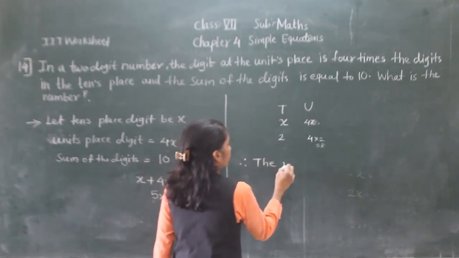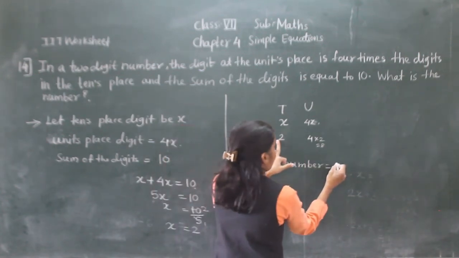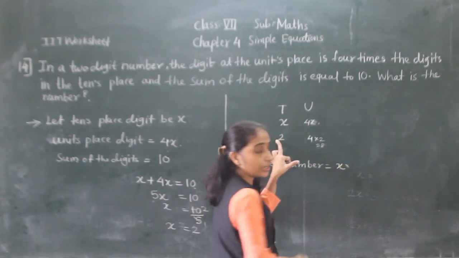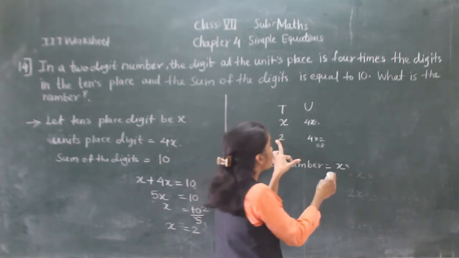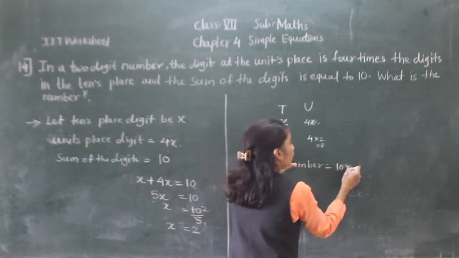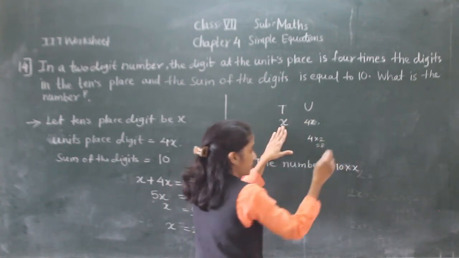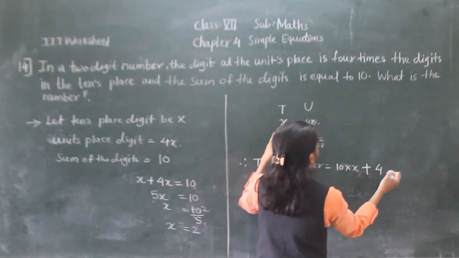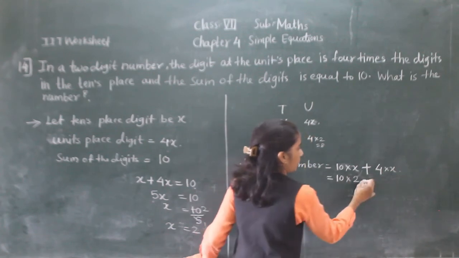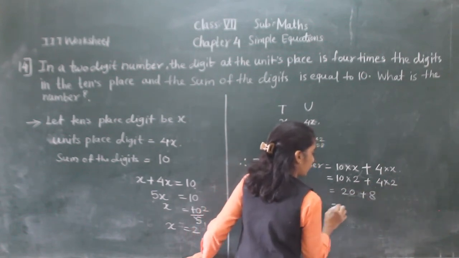Therefore, the number is equal to, see, x means tens plus number, so x into 10. Why into 10? Because it is tens plus. So 10 into x, plus 4 into x. x we got 2, so 10 into 2 is 20, plus 4 into 2 is 8, so that number is 28.